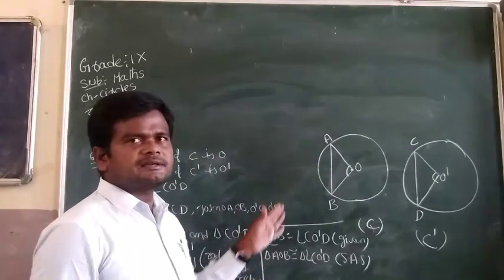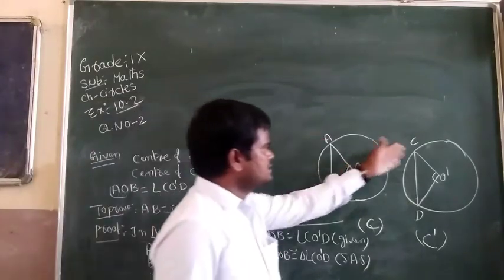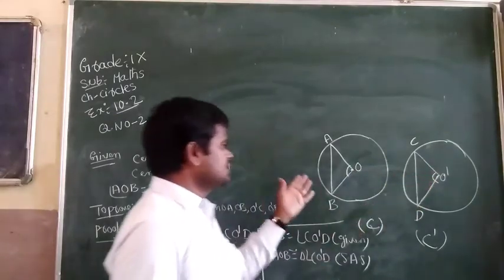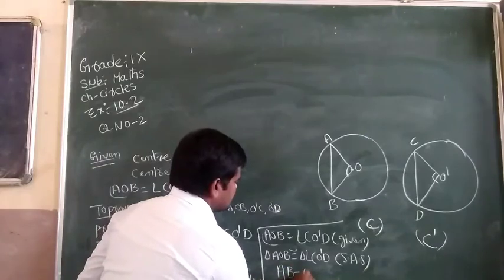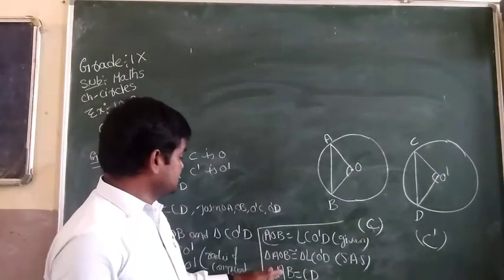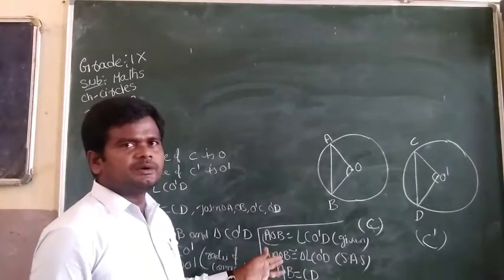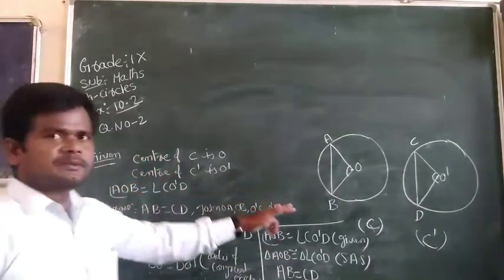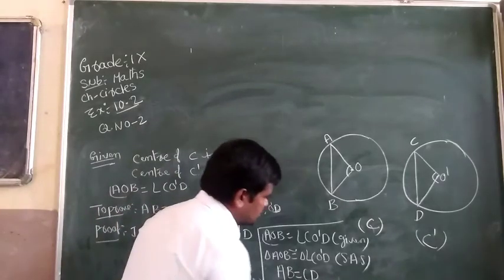Their corresponding angles and corresponding sides are equal. AO equal to CO dash, BO equal to DO dash. The remaining side is AB. What is that? AB equal to CD. So this is the solution of the theorem, problem number 2 in exercise 10.2. Hence proved.